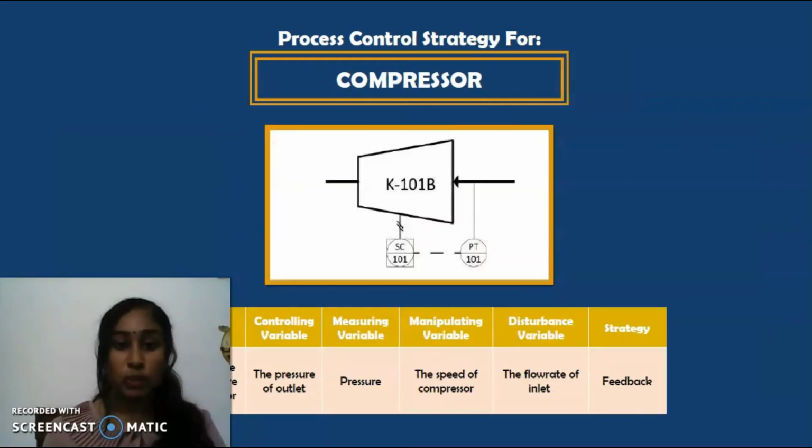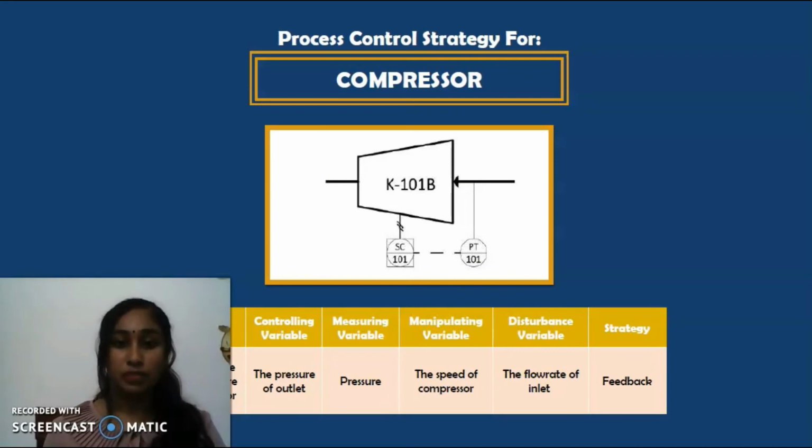Moving on to the compressor. It has a speed controller. It is to control the outlet pressure of the compressor, with the controlling variable being the pressure of the outlet. The manipulating variable will be the speed of compressor, with the DV of the flow rate of the inlet.